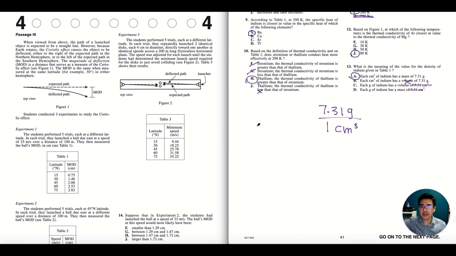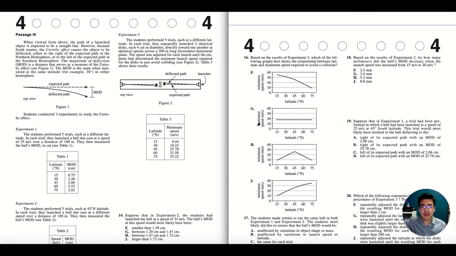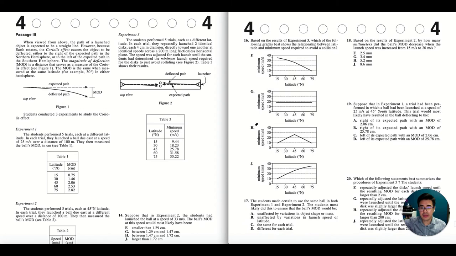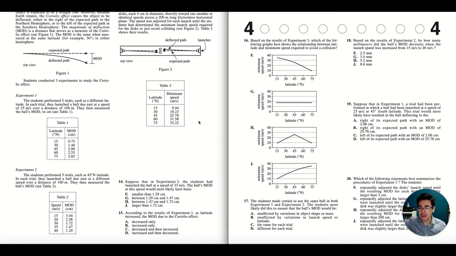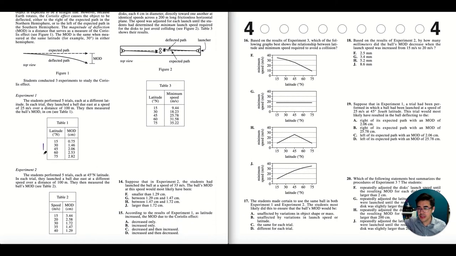Okay, let's see. Ooh. What's going on here? Let's look at these just to mark them up really quickly. So what are they measuring? They're measuring latitude, increasing mod, increasing speed, decreasing mod, increasing latitude, increasing speed.